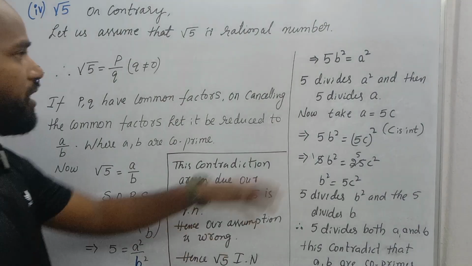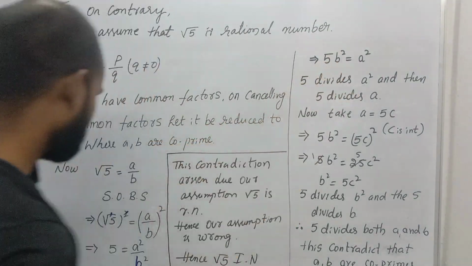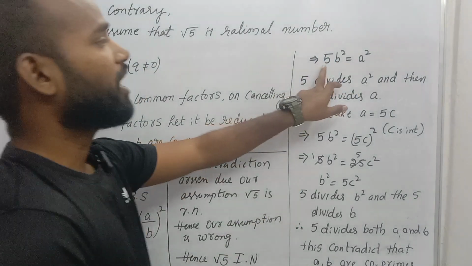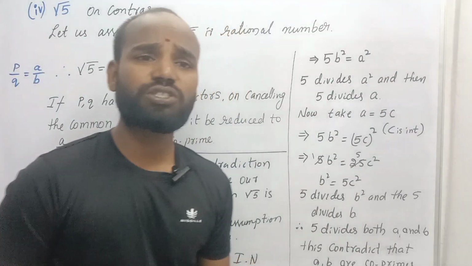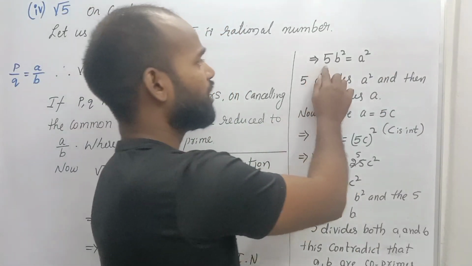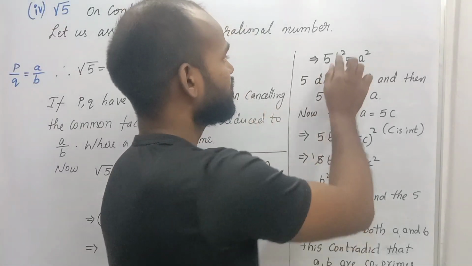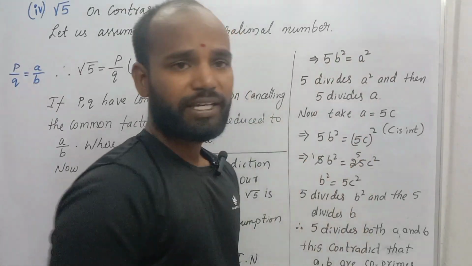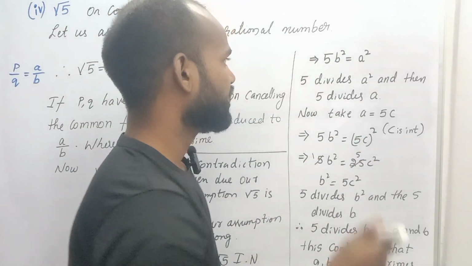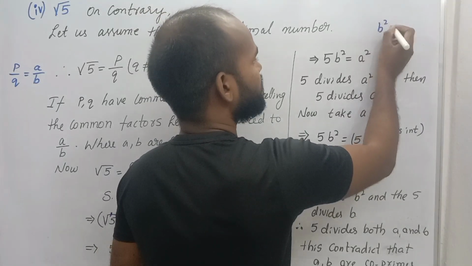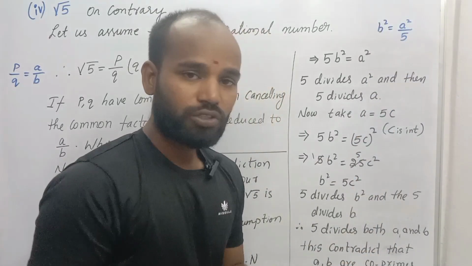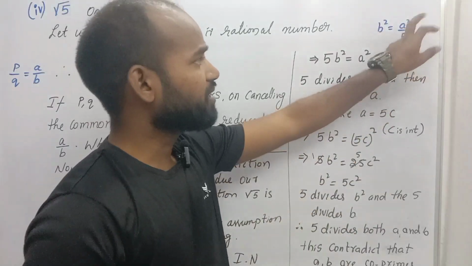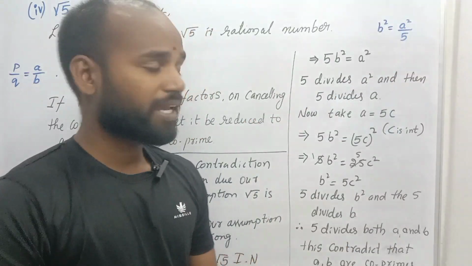So now cross multiply here. Then 5b square is equal to a square. What is meant by 5b square equals a square? It means 5 is going to divide a square. b square equals a square by 5. So what is it saying? That statement is saying that 5 is going to divide a square.